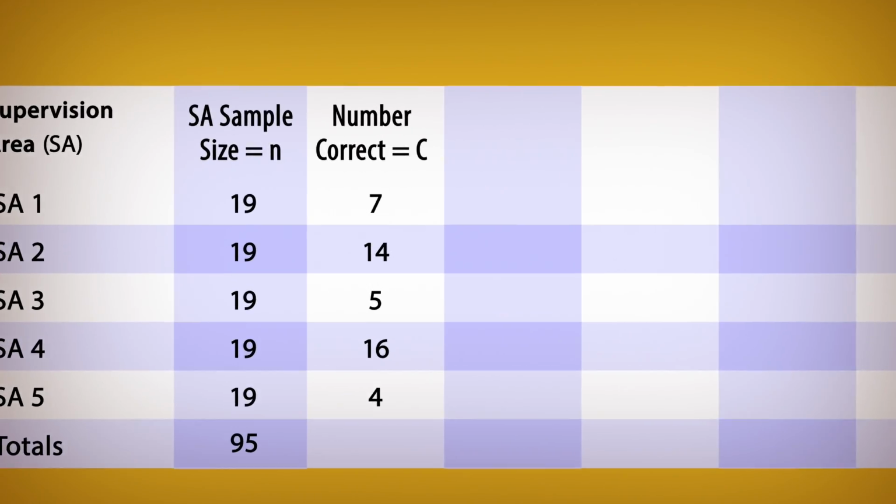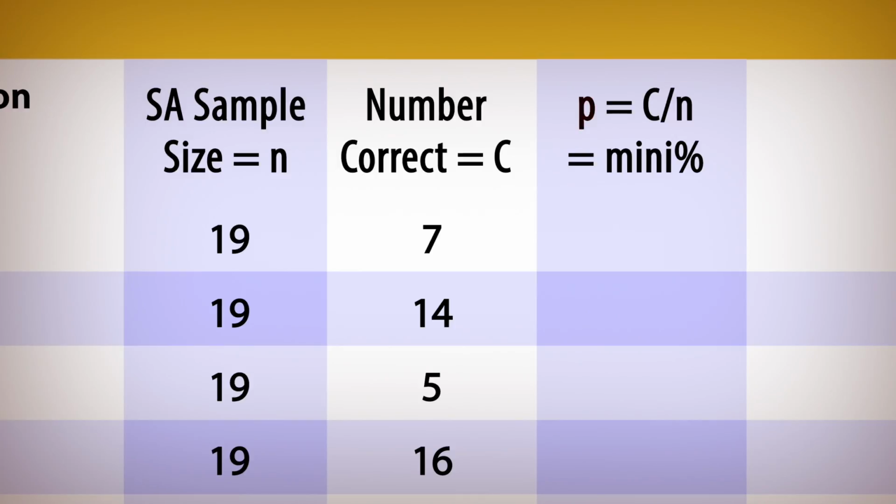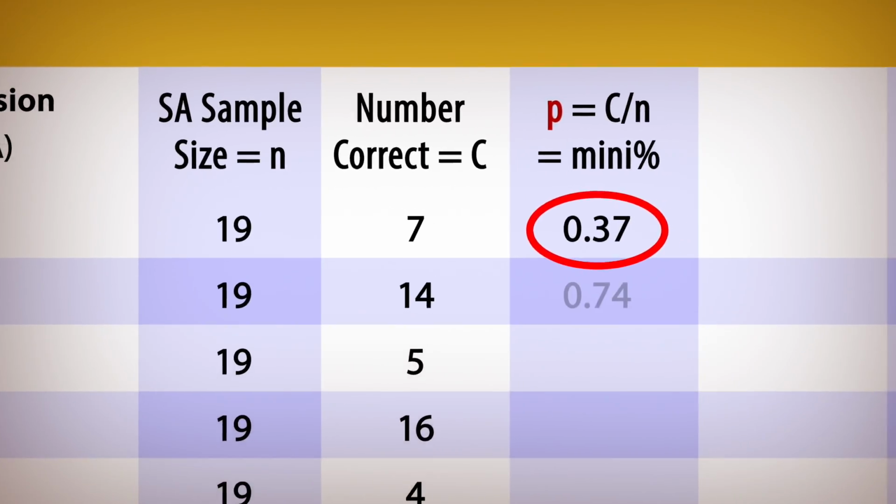Using these figures, we can calculate our mini percentage, or P. Divide the number correct in a supervision area by the sample size, and record the number here.